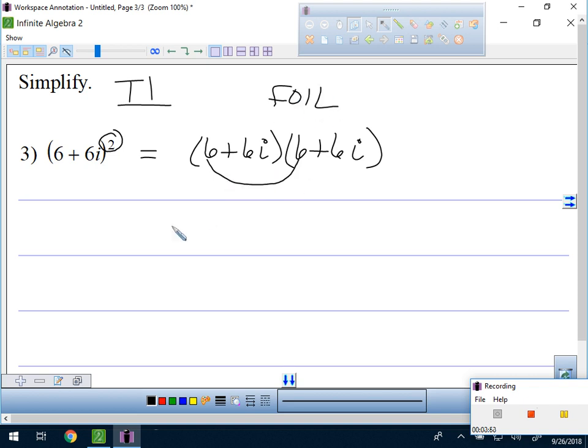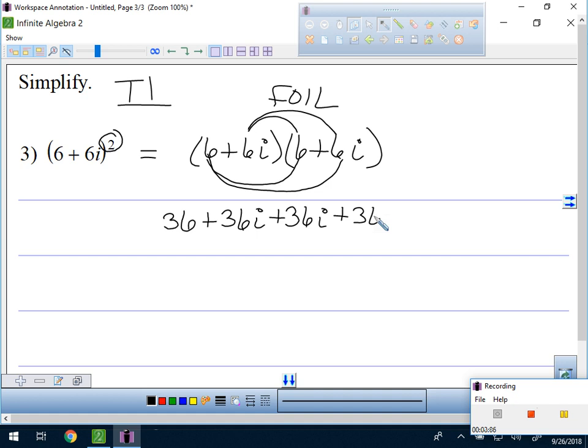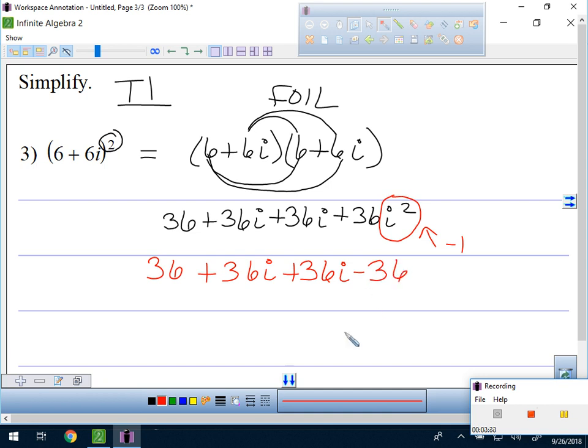So 6 times 6, that'll give me 36. 6 times 6i will give me 36i. 6i times 6 will give me 36i. And then 6i times 6i would give me 36, but it would be i squared. And so that's great. Just FOIL. Two things. Remember, i squared, that's right, change that to a -1. And so here's what you'd have: 36 plus 36i plus 36i minus 36.